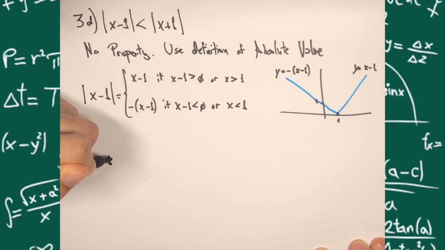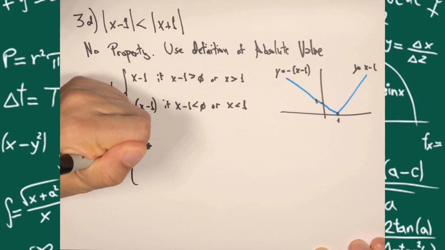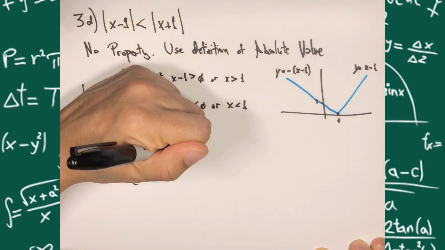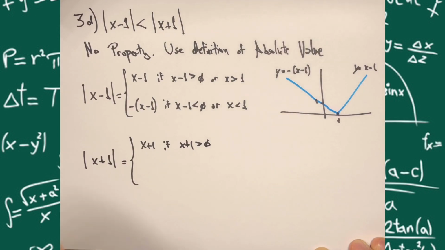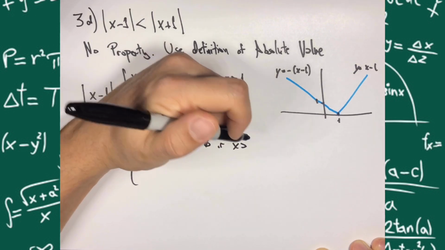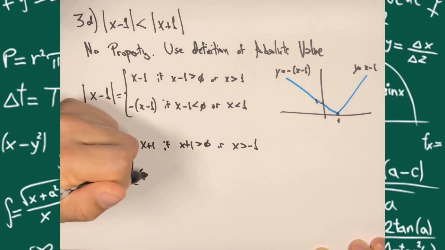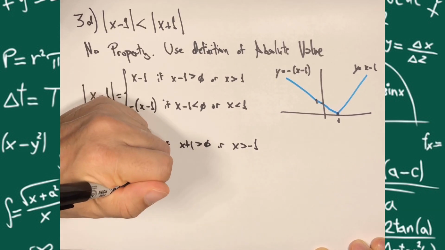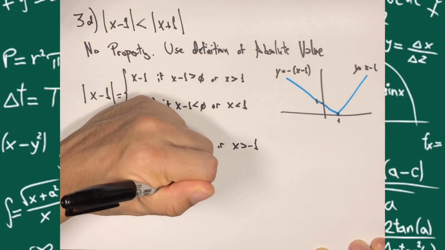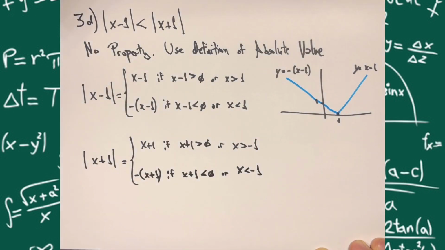So now we're going to do the second part, the one on the right. So it's absolute value of x plus 1, and the definition of that, remember that we're doing no property, we're doing the definition of absolute value. So the definition of x plus 1 is going to be x plus 1 if x plus 1 is greater than 0, or x is greater than minus 1. And then the second part is minus parenthesis x plus 1 if x plus 1 is less than 0, or x is less than minus 1.